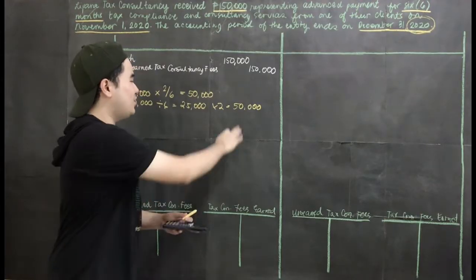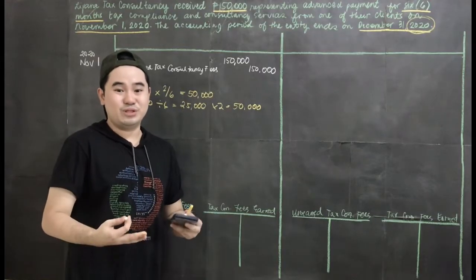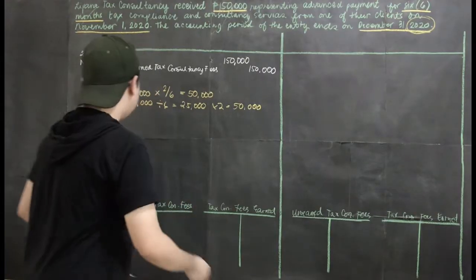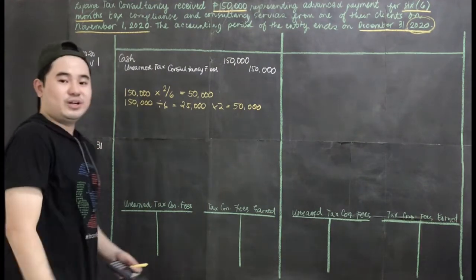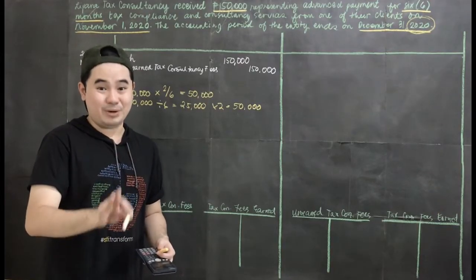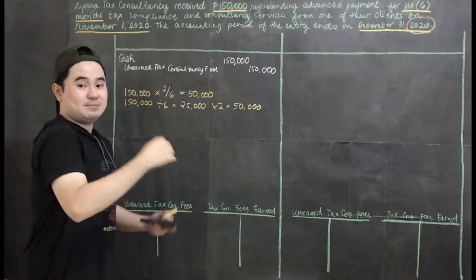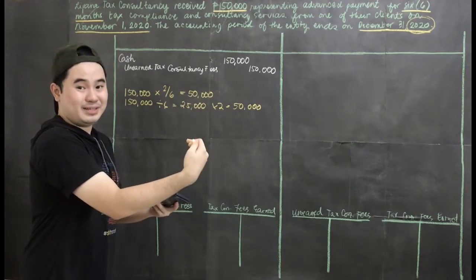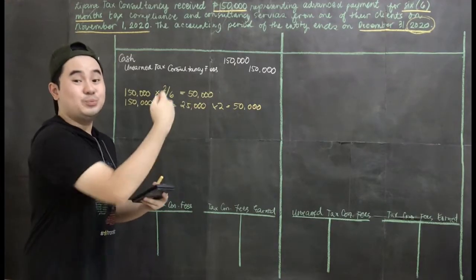So we need to adjust this 50,000 amount into the revenue that was already earned by the company. Your adjusting entry on December 31 is the recognition of revenue amounting to 50,000. Unearned tax consultancy fees is credited as a liability account, and since this is credited, in order to reverse the effect, we need to put it in debit.